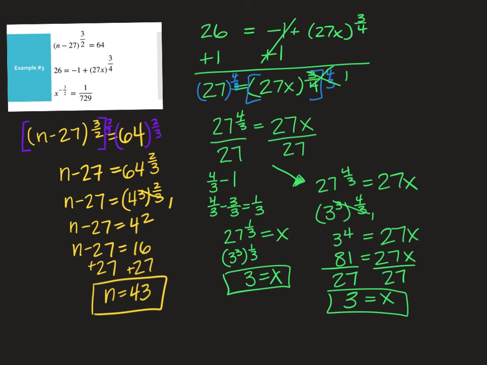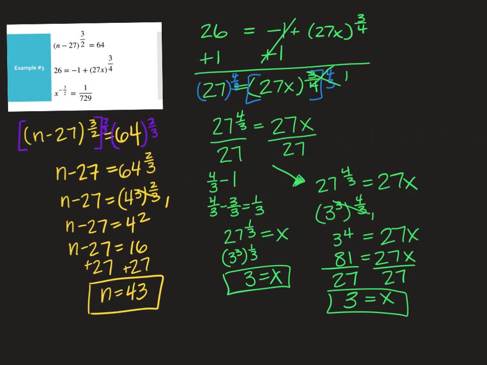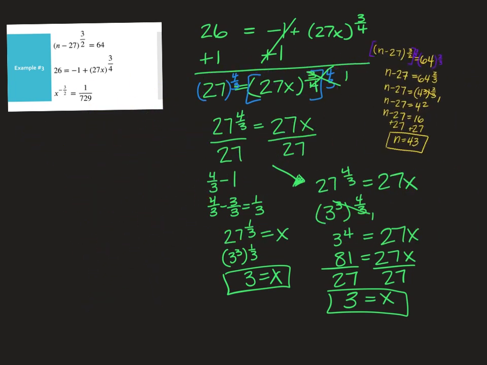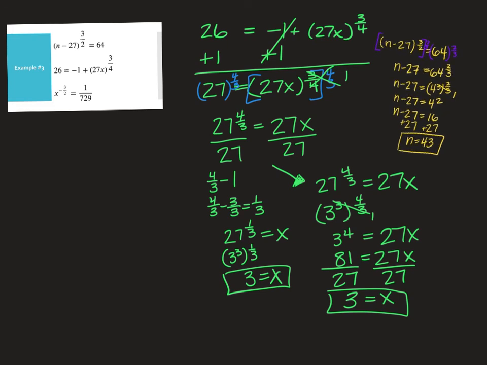Okay. And then for the last one, I'm kind of out of room. Let's see. Give me a second. I think I can take this one. I'm going to take this one, make it smaller, and move it over there so that it will still be on the screen. And let's make this last one blue. So I have x to the negative 3 over 2 is equal to 1 over 729.